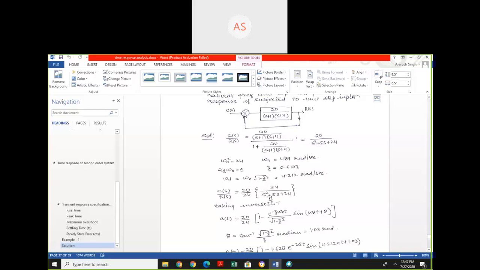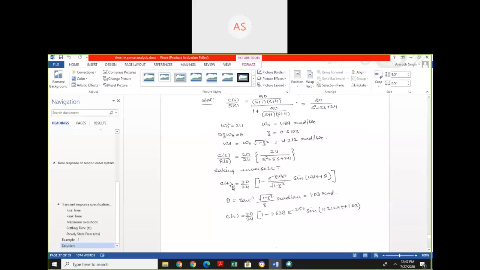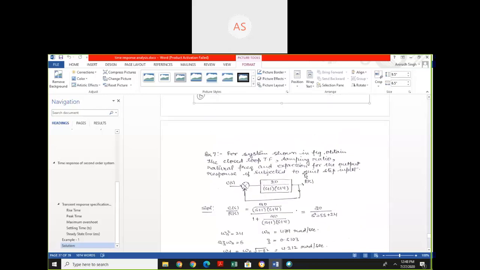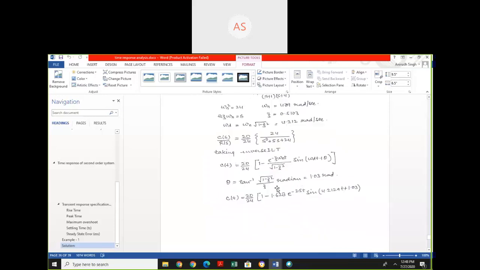ये क्यों किया, क्योंकि यहाँ पे अगर स्टैंडर्ड इक्वेशन होता है तो ओमेगा n स्क्वायर डिवाइडेड बाई एस स्क्वायर प्लस 2 बीटा ओमेगा n एस प्लस ओमेगा n स्क्वायर। यहाँ पे ये 24 भी ओमेगा n स्क्वायर हो गया। अब इसका लाप्लास ट्रांसफॉर्म लो, और ये हो गया तुम्हारा ट्रांजिएंट रिस्पांस। ठीक है, expression for the output response if subjected to a step input signal. तो ये हो गया तुम्हारा expression for output response in time domain.